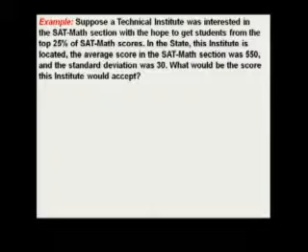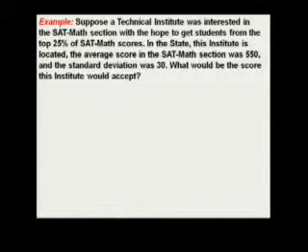Here is another example. Suppose a technical institute was interested in the SAT math section with the hope to get students from the top 25%. Now we need to pay attention to this problem because it is the reverse problem, meaning we're going to be given the area and we are looking for the z value. In the state this institute is located, the average score in the SAT math section was 550 and the standard deviation was 30. And the question is, what would be the score this institute would accept? Keep in mind that this institute will take the top 25%.